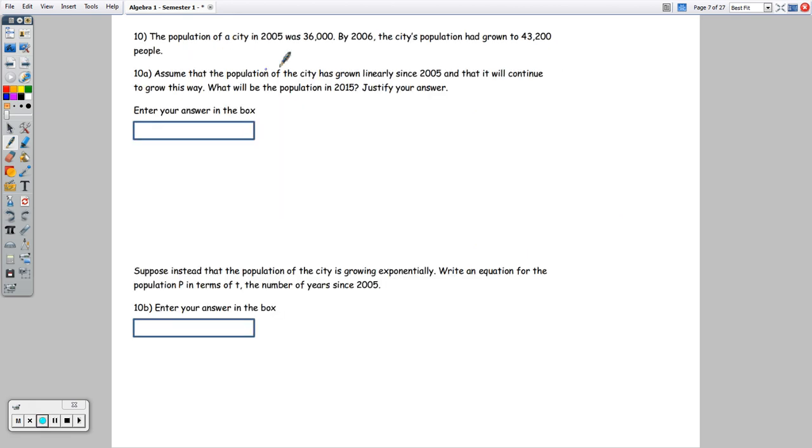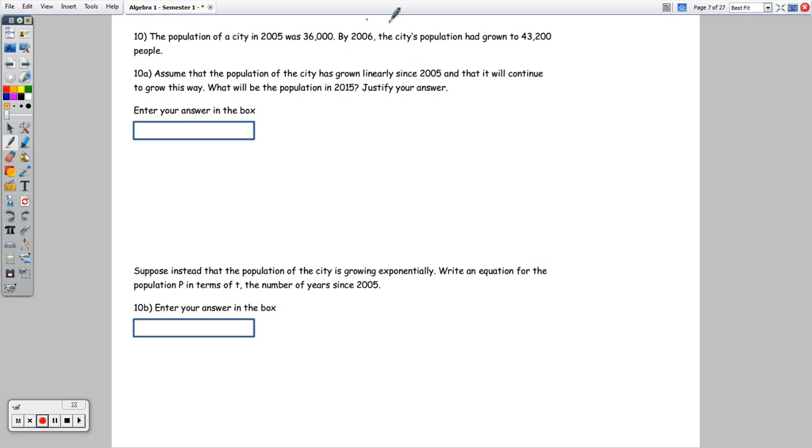Number 10, the population of a city in 2005 was 36,000, and then by 2006, so 1 year later, the city's population had grown to 43,200 people. If we assume that the population of the city has grown linearly, so a common difference, in other words, we're either adding or subtracting the same thing every time, and that it will continue to grow this way, what will the population be in 2015? Justify your answer. So show your work.